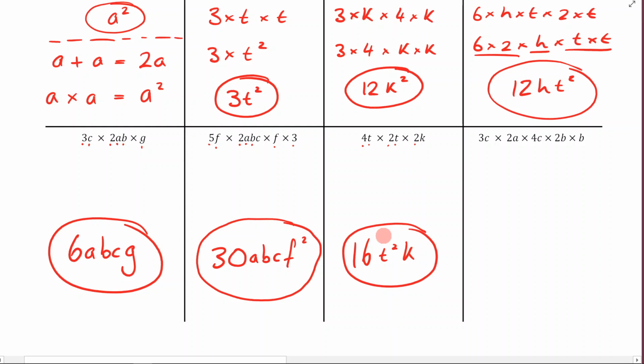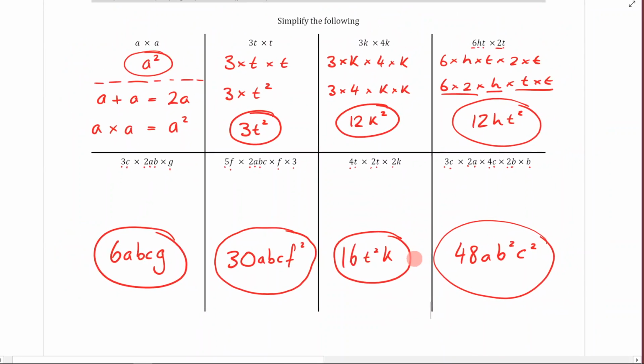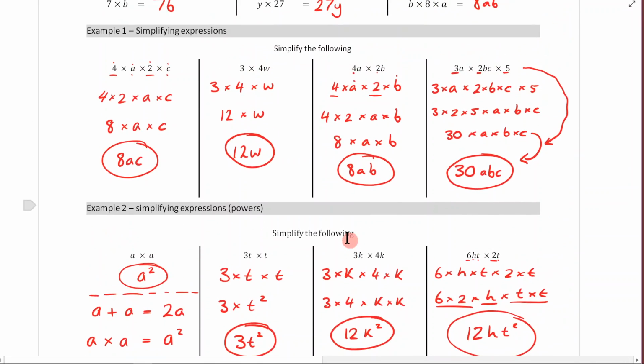Perfect. Last example. Here, wow, we have a lot of numbers. We have 3 times 2. 3 times 2 is 6. 6 times 4 is 24. 24 times 2 is 48. And then I have 1a. I have 2 b's, so that's b squared. And I have 2 c's, that's c squared. So that's my answer. Okay, that looks good. Perfect. So that is everything we're going to talk about today in regards to multiplication.